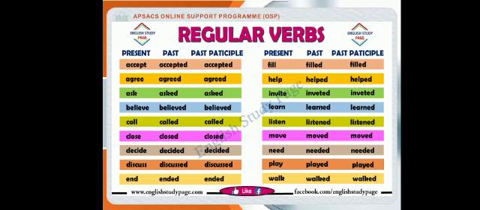Regular verbs are those where we only add D or ED and it becomes the regular form of a verb in the past tense. Accept, accepted, accepted; agree, agreed, agreed; ask, asked, asked; believe, believed, believed; call, called, called; close, closed, closed; decide, decided, decided; discuss, discussed, discussed; end, ended, ended; fill, filled, filled; help, helped, helped.